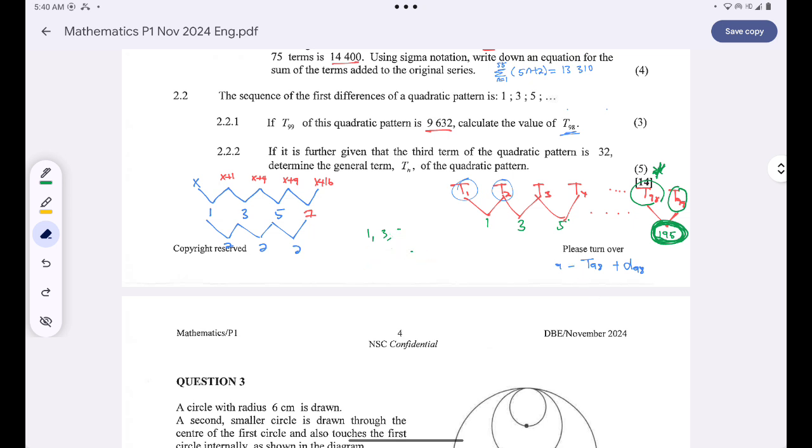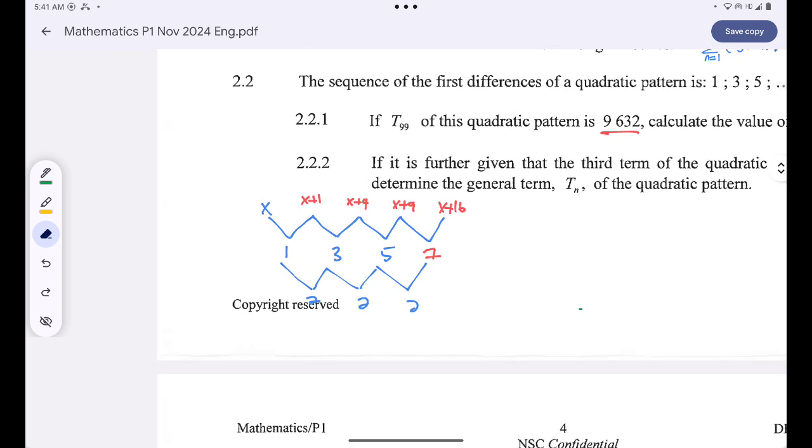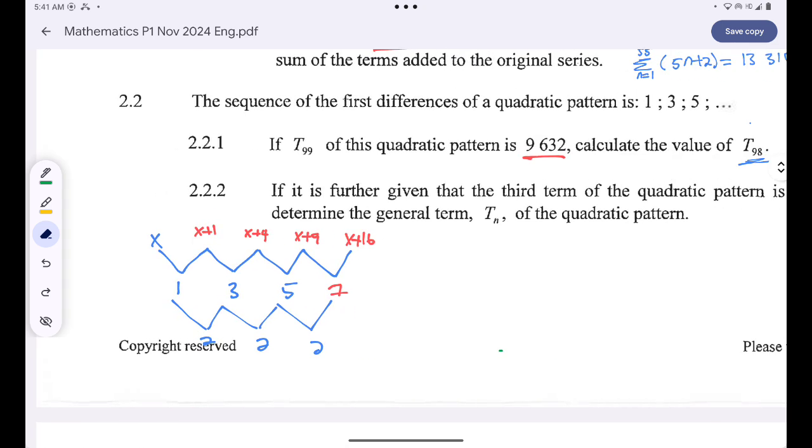It is further given that the third term of the number pattern is 32. Determine the general term, which is the nth term of this quadratic pattern. Okay, remember that, guys. How did I find these values? These are the values of my quadratic number pattern.